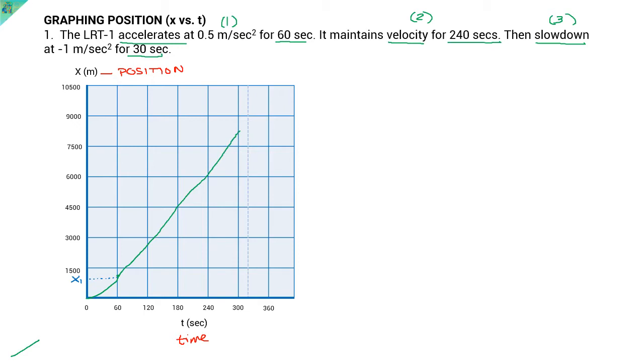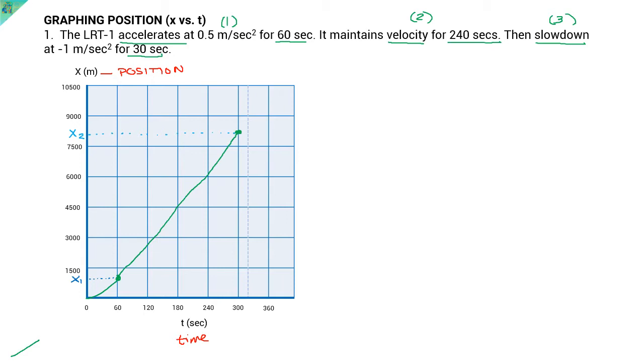Okay, this is for 300 seconds. At a point of 300 seconds, since that's 60 plus 240. So that is our next point there. And again, same as the first situation here, it will be at a certain position, but we still don't know what that position is. So I'm just going to write it as x2.